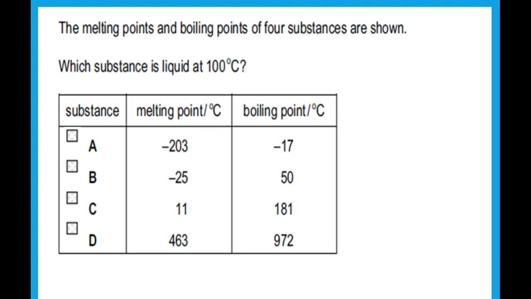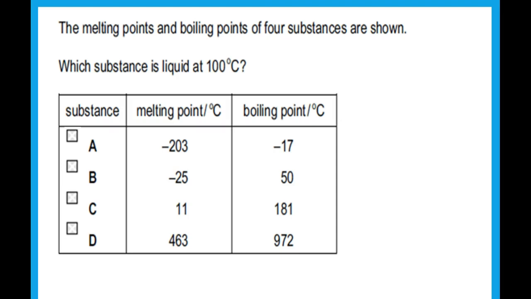Now he's saying melting point and boiling point of 4 substances are shown. Which substance is a liquid at room temperature? Which substance is a liquid at 100 degrees? So if we look at the melting point and boiling points that are given for the substances, he wants something that's a liquid at 100, and you should remember that a liquid at 100 means that the melting point should be below 100 and the boiling point should be above 100.